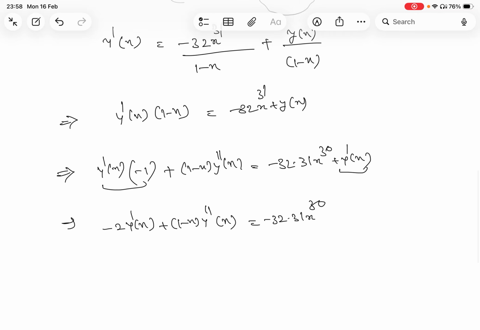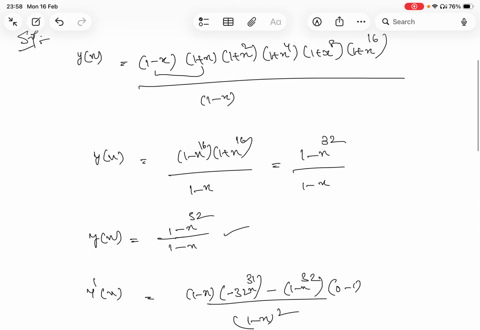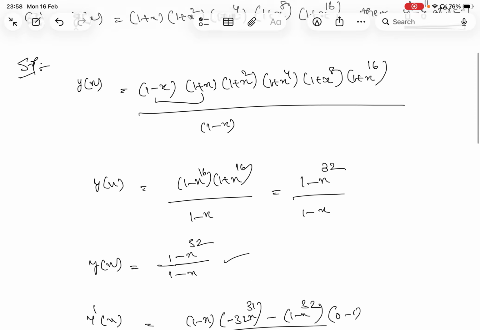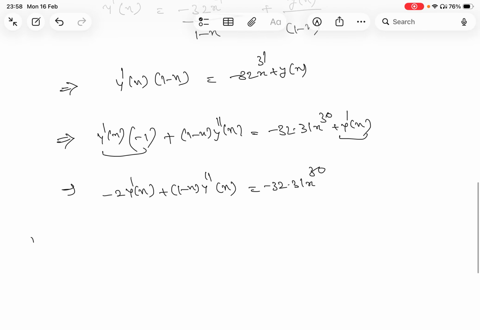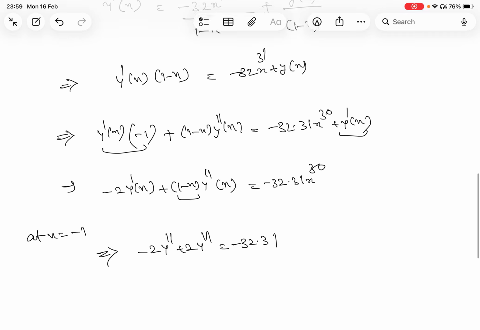It was asked to find y dash minus y double dash at x equal to minus 1. At x equal to minus 1, x becomes minus 1, then this becomes 1 minus of minus 1, which is 2. Minus 2 y dash at x equal to minus 1 plus 2 y double dash equal to minus 32 into 31, and minus 1 whole power 30 is 1.